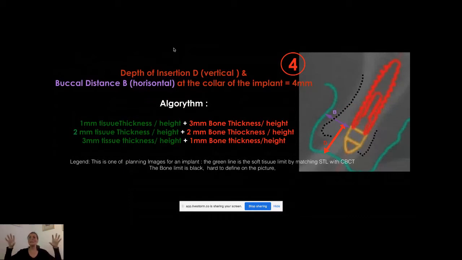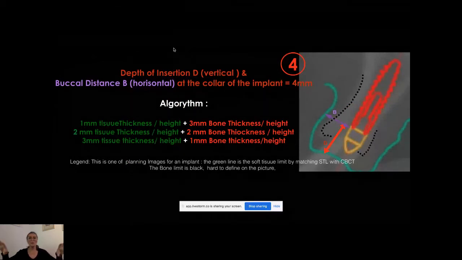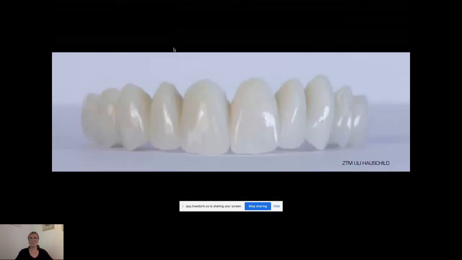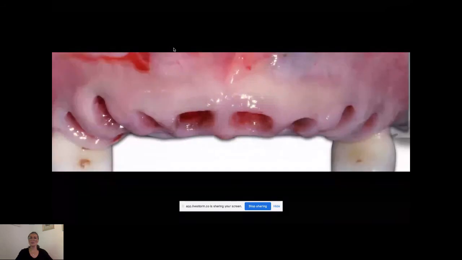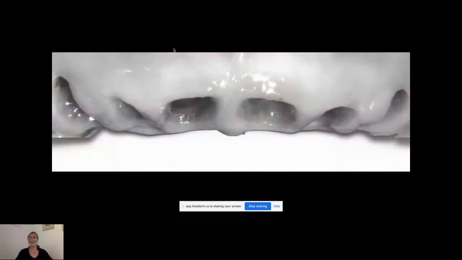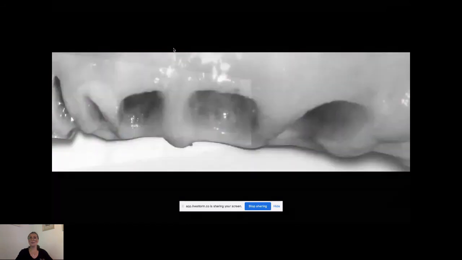Both are 4 millimeter added value: soft tissue parameter, soft tissue height versus thickness, plus bone height or thickness. So another step is the provisional, which is made in advance. So we go to the surgery and it's a flapless surgery. As you saw, we left the first premolar as a support of the guide.